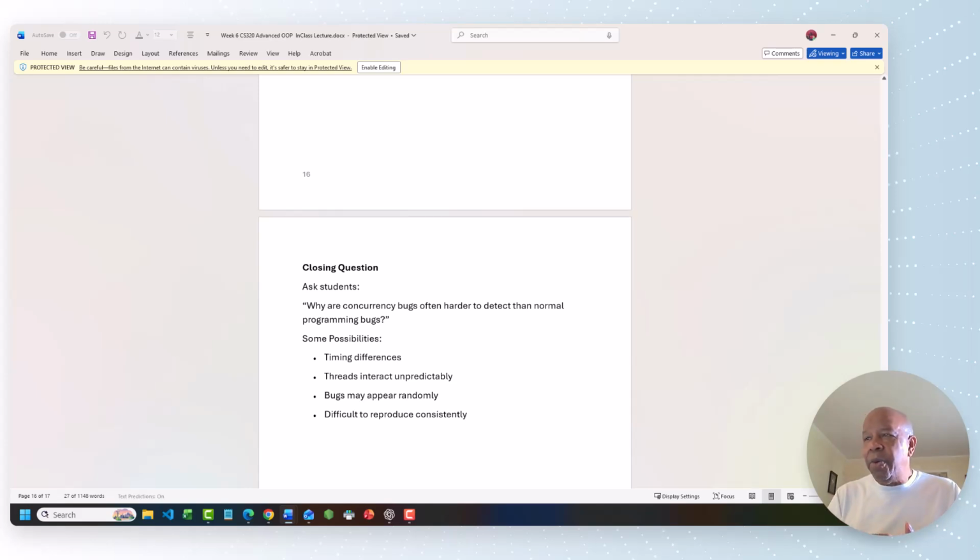Okay, so closing question: why are concurrency bugs often harder to detect than normal programming bugs? Okay, we went over these. Your timing differences and thread interactions are unpredictable. Your bugs may appear randomly, and it's difficult to reproduce them consistently. One of the bad things about parallel and concurrent processing. Okay, so that's what we have.